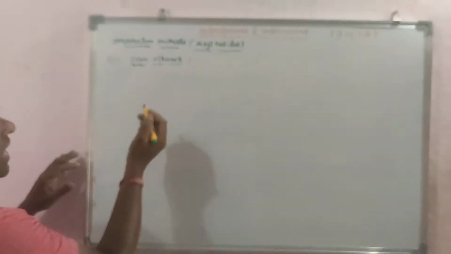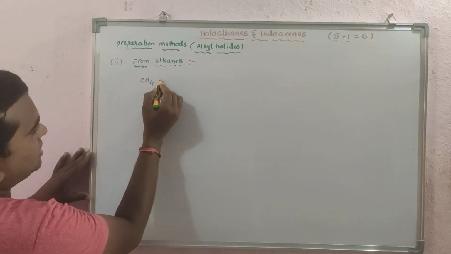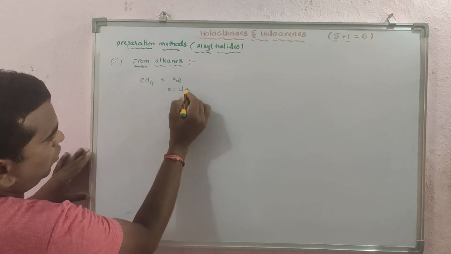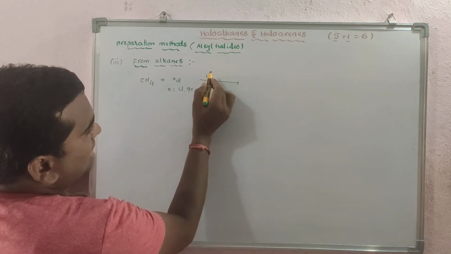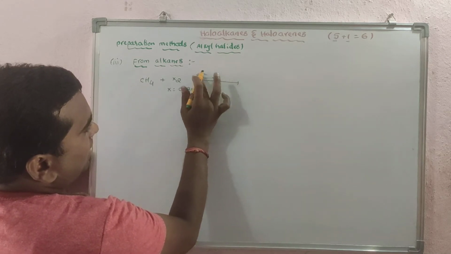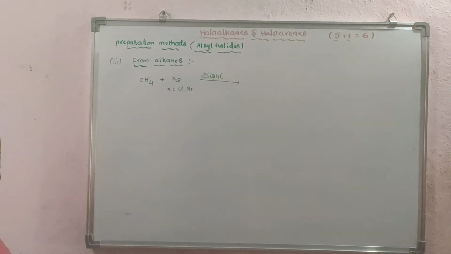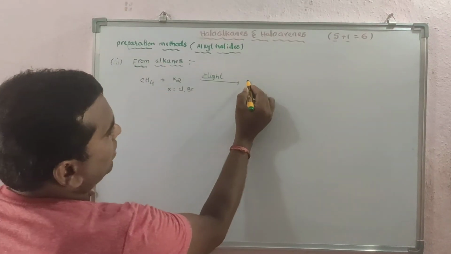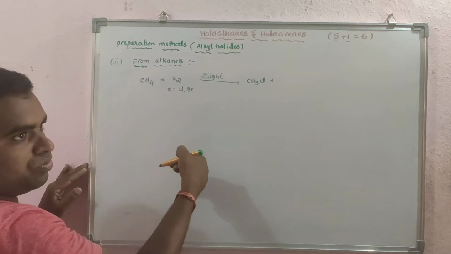Let's see an example here. I will take one example, CH4, and I will write here X2. X is equal to what here? Chlorine and bromine. And UV light, h nu means light. You can write here in presence of light. This reaction you have studied already in the first year. I will not go through the detail. And here you will get the compound CH3Cl. A mixture of compounds you will get.